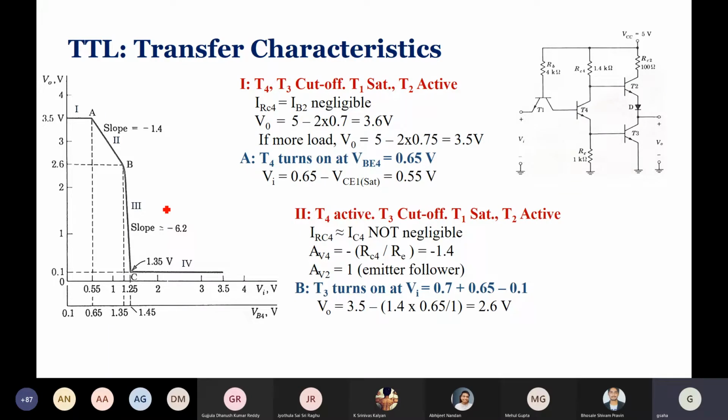So this is the TTL transfer characteristics, right? So the x-axis is the VI or the input and the y-axis is the VO. Okay. Over here, in addition to VI, if you follow the Taub Schilling textbook, they also have provided a VB4 for ease of understanding. So that VB4 is over here.